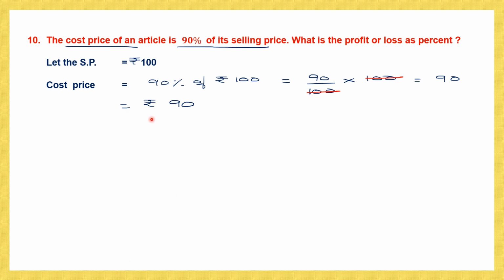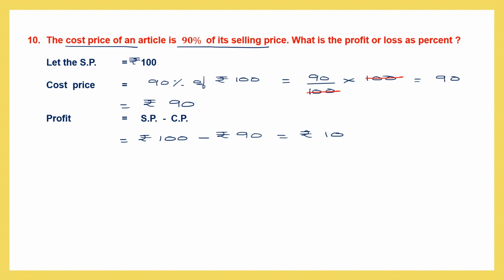So here the article was bought for 90 rupees, but it is sold for 100 rupees. That means it's sold for a better price, isn't it? So there is a profit. So let's find the gain or the profit. So that is selling price minus cost price. Selling price is 100 rupees minus cost price, which is 90 rupees. So 100 minus 90 is 10 rupees. So the profit is 10 rupees.